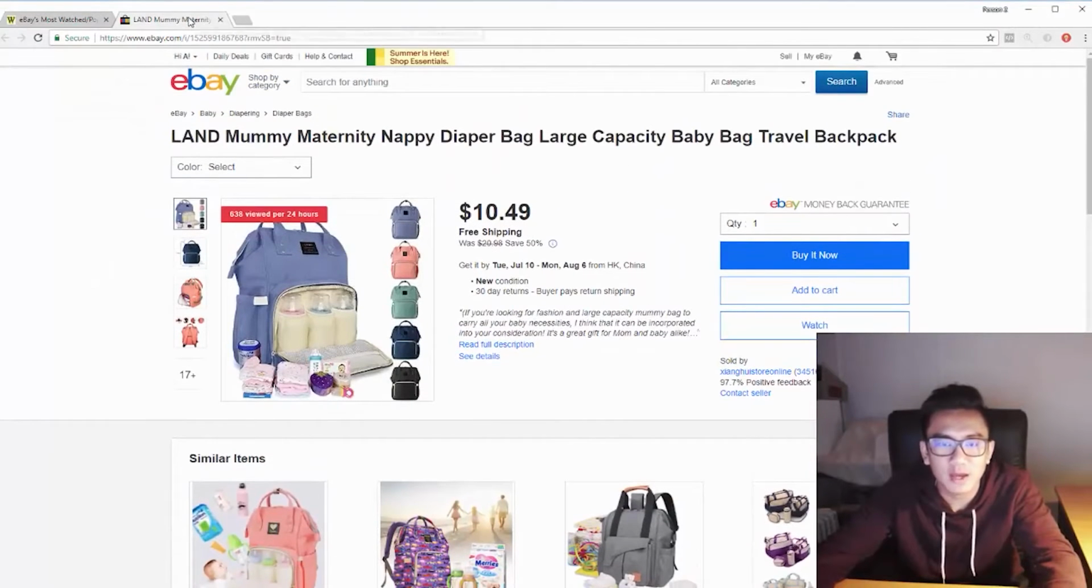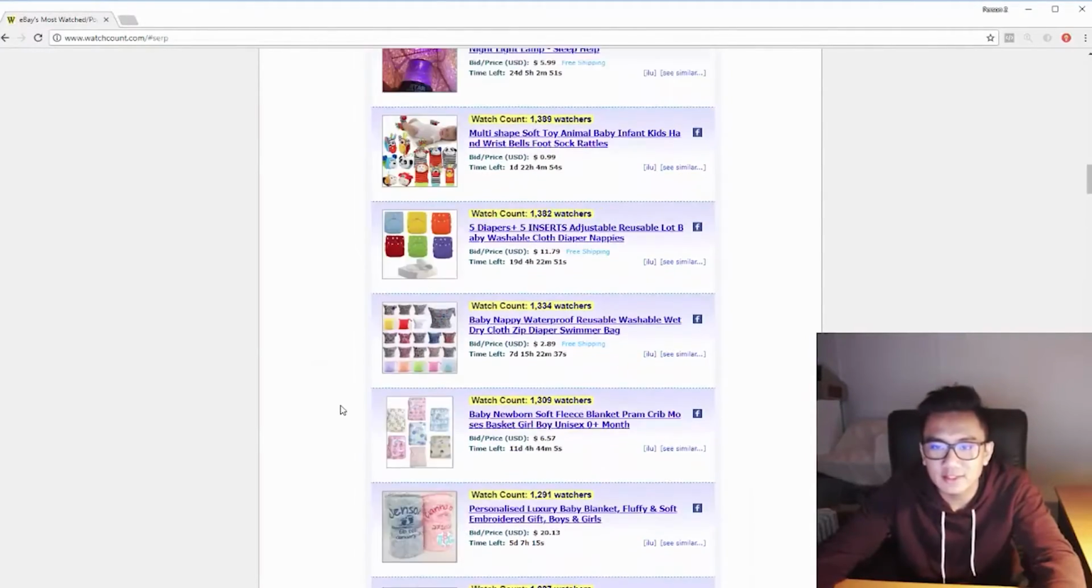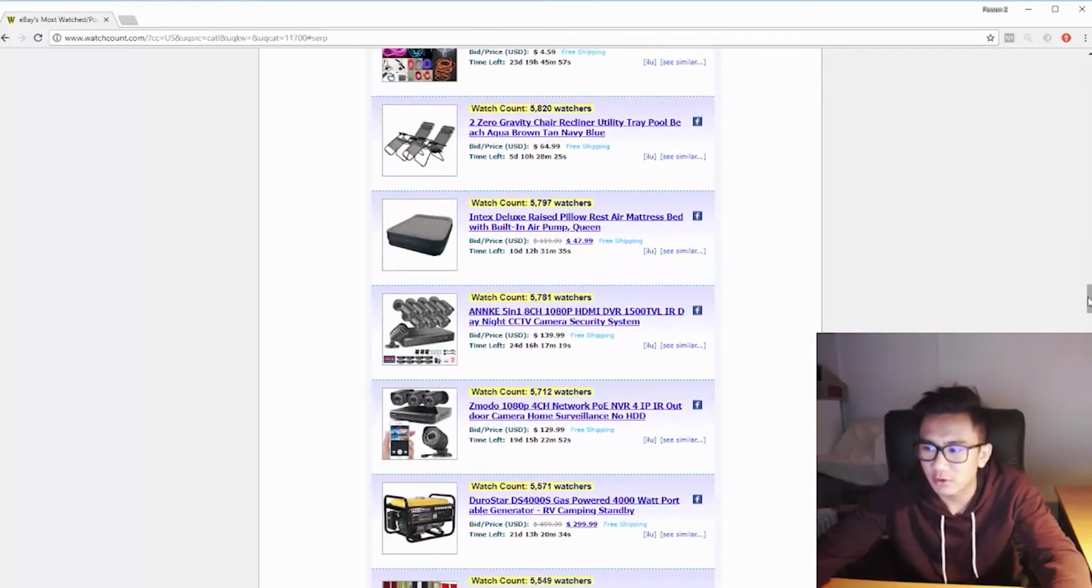Most suppliers on eBay are getting their products straight from Alibaba or AliExpress. Hence this strategy is so strong. You're finding the most wanted products basically. And there's so many categories to go through.